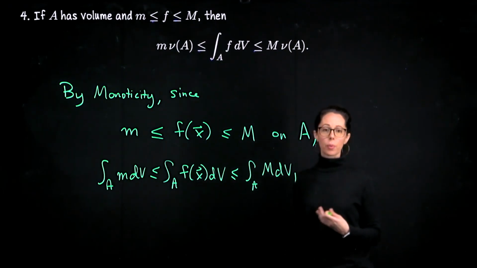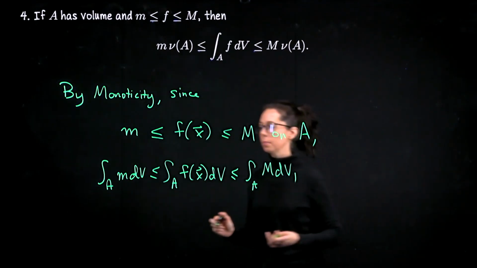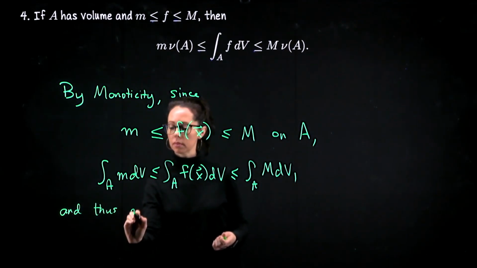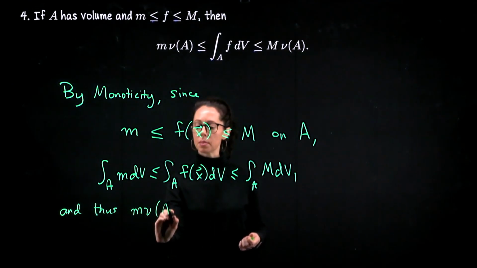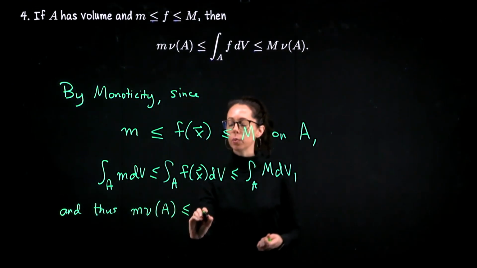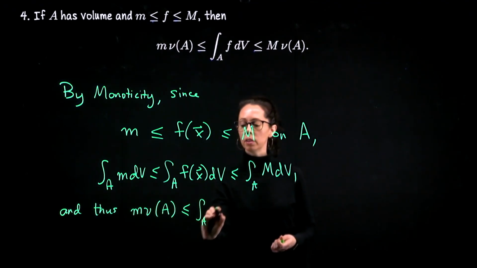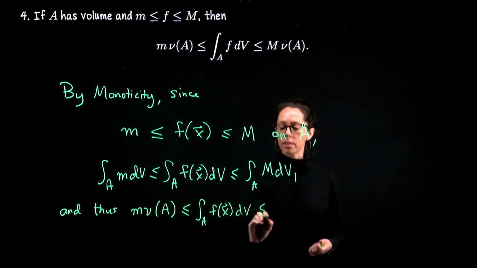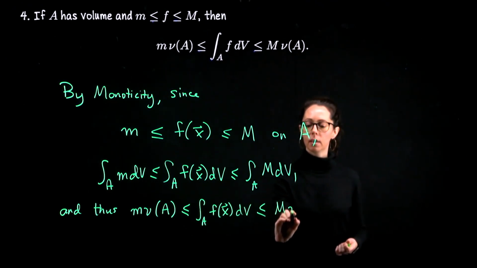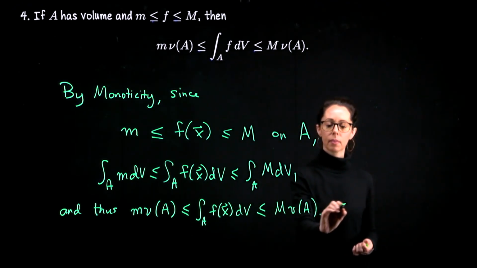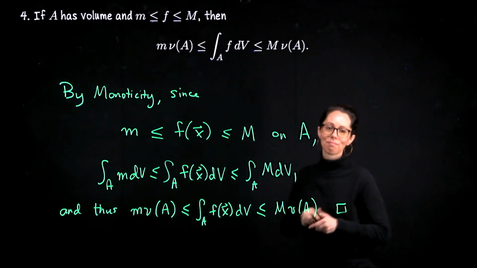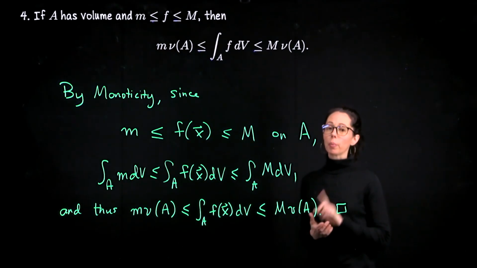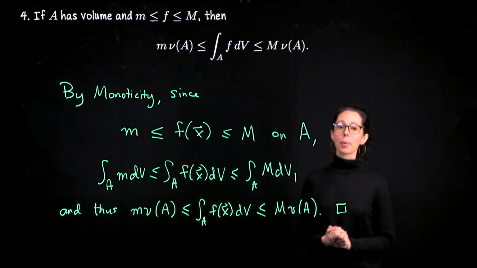And by the computation that we just did, we know what the left and right-hand sides are. Little m times the volume of A is less than or equal to the integral of f over A is less than or equal to capital M times the volume of A. So pretty straightforward. We are done with this statement, but actually we will cite this result in just a moment for property number 5.